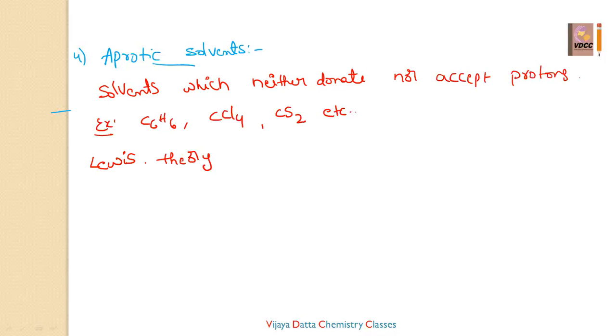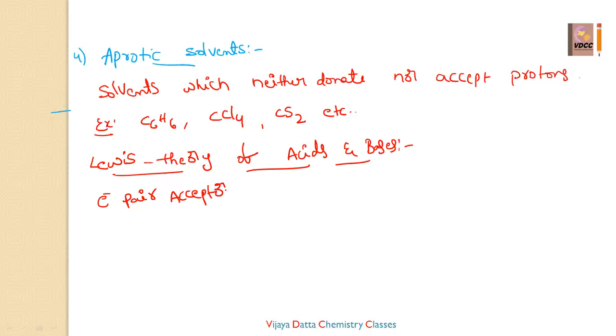So I will discuss the Lewis theory of acids and bases. We have seen Arrhenius and also discussed the Bronsted-Lowry theory. Now, according to Lewis, what is an acid and what is a base is very important. According to him, an electron pair acceptor is a Lewis acid.